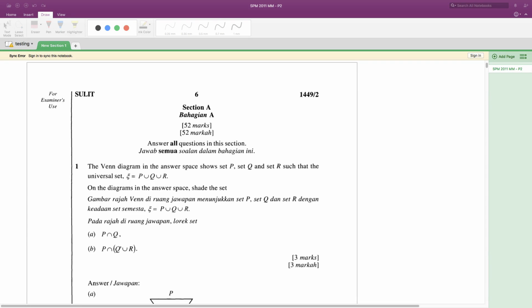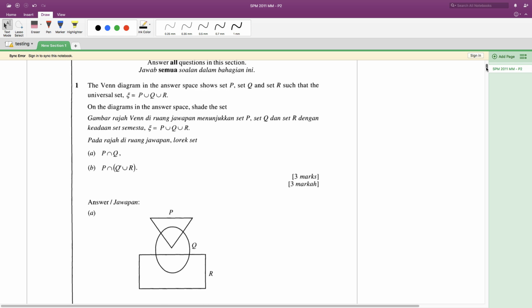Okay, so today we're going to discuss Modern Math Paper 2. This is a past year paper for 2011. Okay, so let's have a look at the first question. This one basically is the first question.